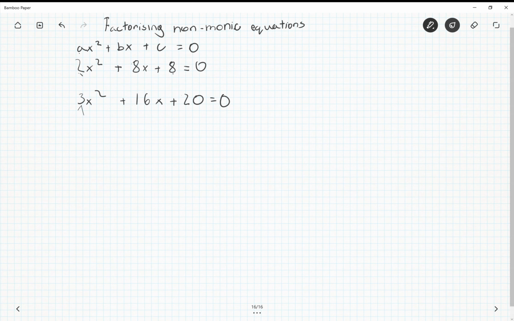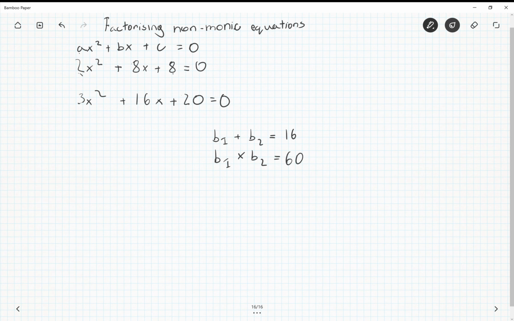this coefficient of x squared, which is 3, with the c term, which is 20. So 3 times 20 equals 60, and now to get to that 60, we need to make 16x, so the b, we have to make that into two terms in such a way that when you add b1 plus b2 equals 16, but when you multiply the two terms, it equals 60.